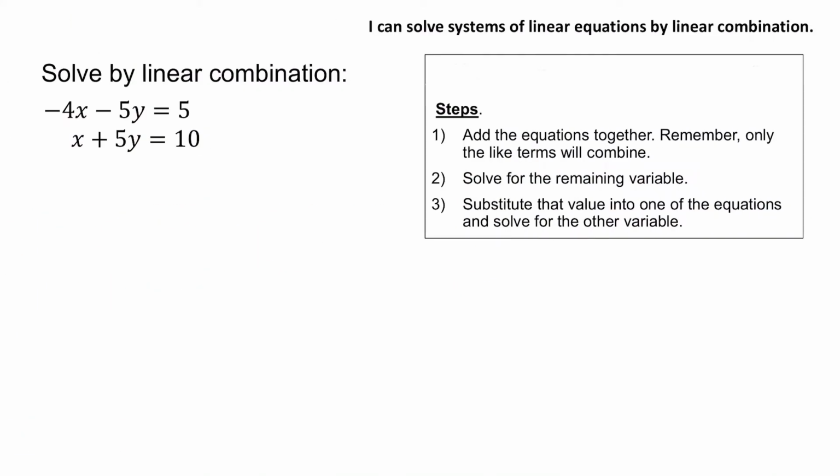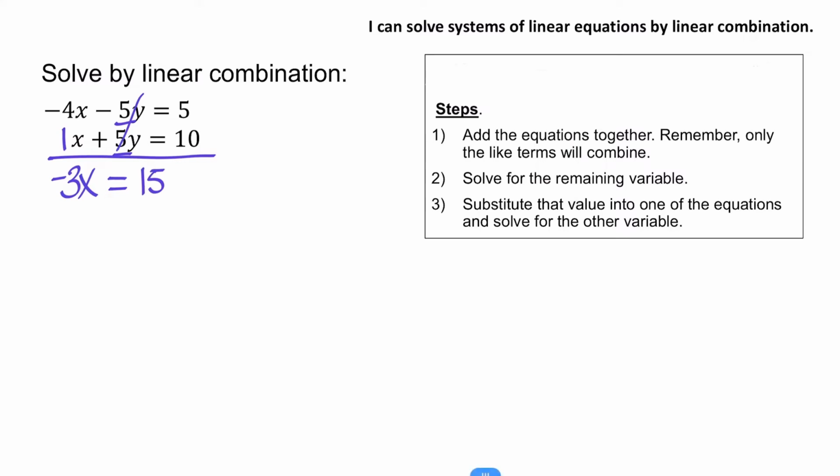So now let's try solving this system by linear combination. Notice that I have a y with equal and opposite coefficients, so I'm going to go ahead and add my two equations together. So I have negative 4x, this is basically a 1x, so negative 4x plus 1x is negative 3x. Minus 5y and plus 5y will cancel each other out, and that equals 5 plus 10, which is 15.